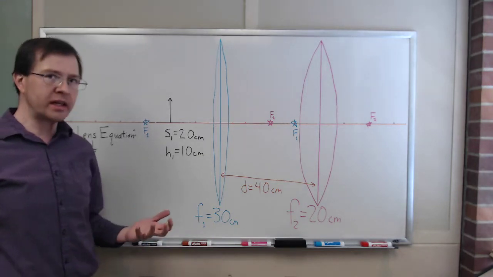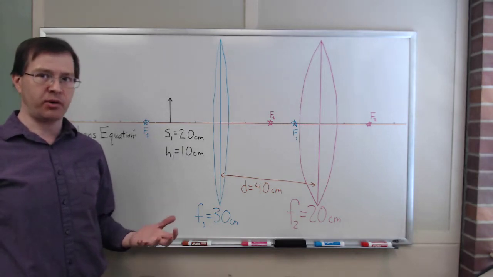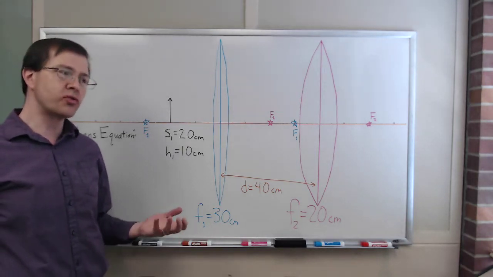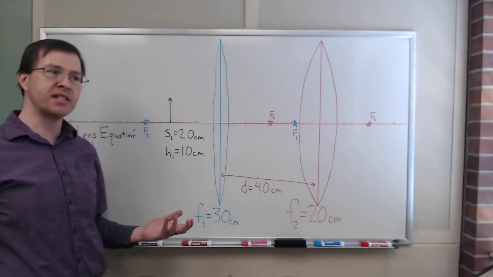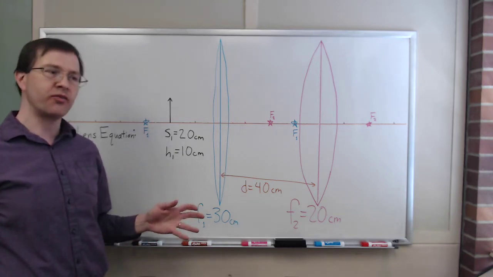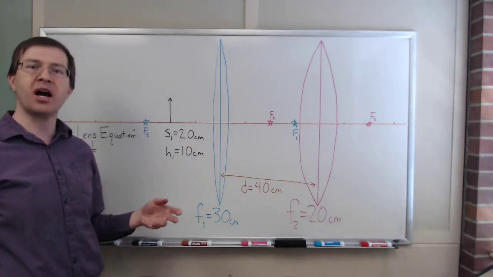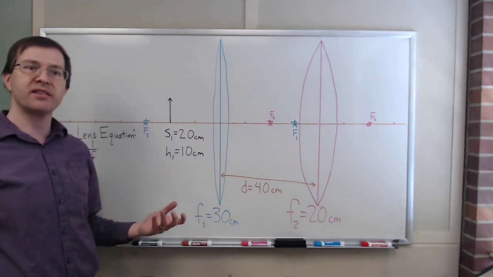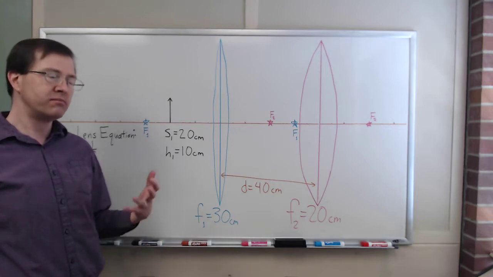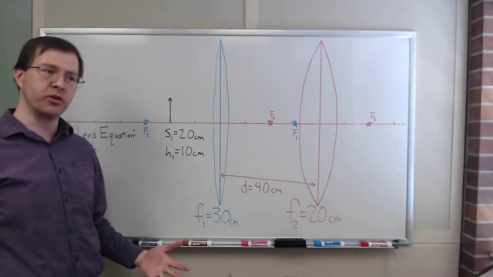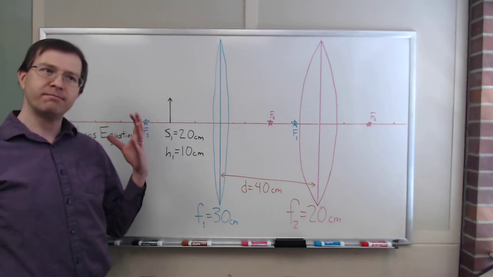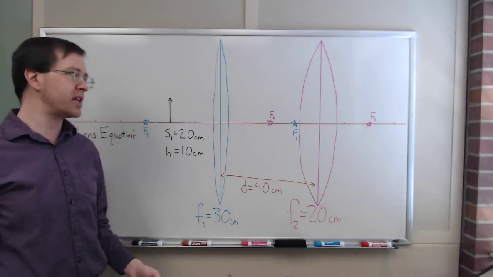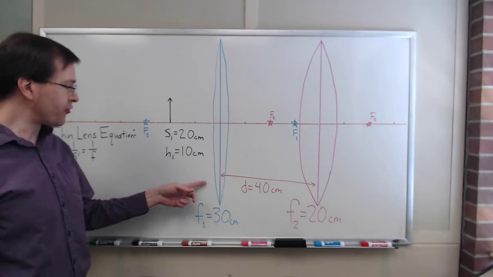And really, the strategy is simple if you believe it. The strategy is simply that you treat each lens one at a time as if none of the other lenses are present. You find the image from the first lens, it becomes the object for the second lens, as if the first lens wasn't there. It's hard to believe that's what you do, because it sounds sensible, but when you're actually working through it, it looks weird. We'll see how it works today in this example, where I have a first lens.